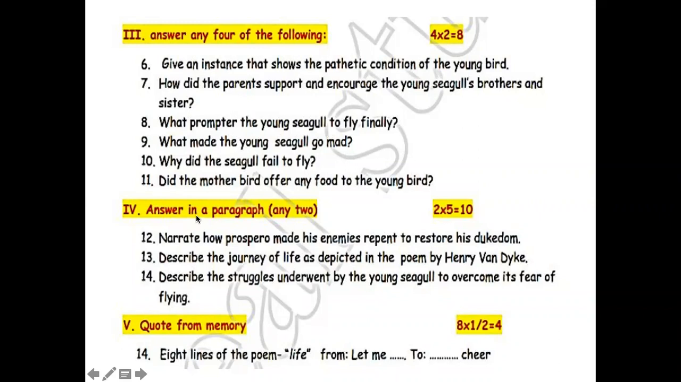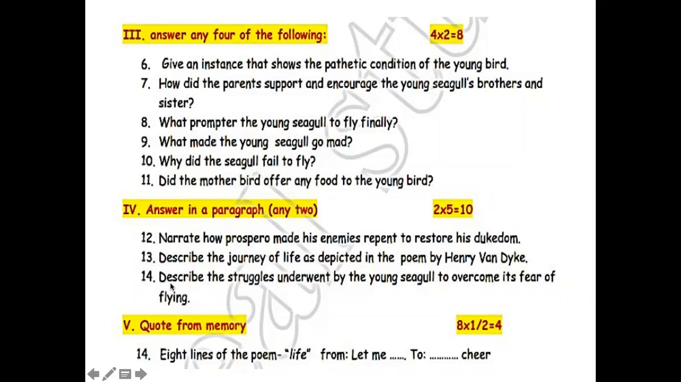Then the paragraph questions. You have 3 and you have to write any 2. Narrate how Prospero made his enemies repent. This is from the supplementary. Narrate how Prospero made his enemies repent to restore his dukedom. Then describe the journey of life as depicted in the poem by Henry Van Dyke. So this is from the poem, and the other one is from the prose. Describe the struggles underwent by the young seagull to overcome its fear of flying.